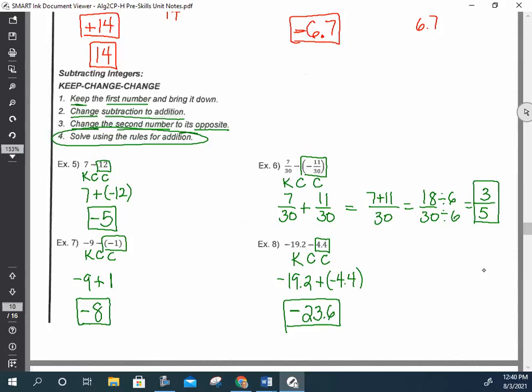So that takes us through subtraction. Main thing with subtraction is the idea of keep, change, change. Not to be confused with dividing fractions, that's keep, change, flip. So make sure that you keep the rules separate.